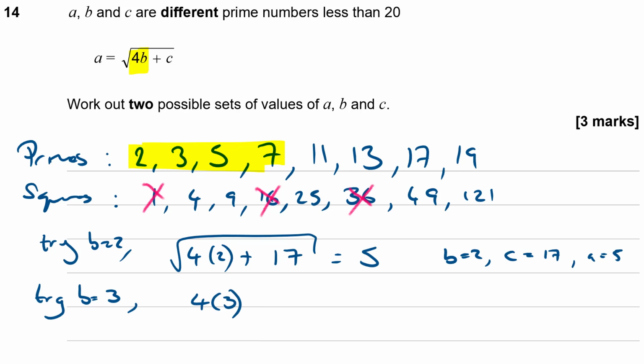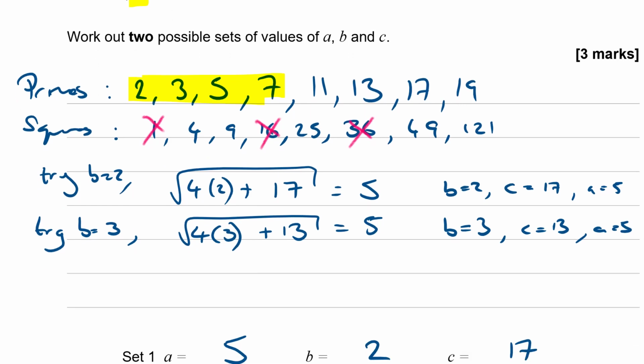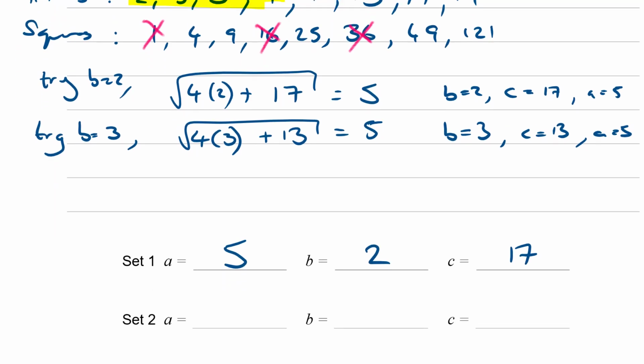So 4 times 3 plus 13 is 12 plus 13, which is 25 again, and the square root of that is 5. So again here b is 3, c is 13, making a 5. Now it doesn't matter that I'm repeating a twice, these are still two sets of results. So a is 5, b is 3, c is 13.